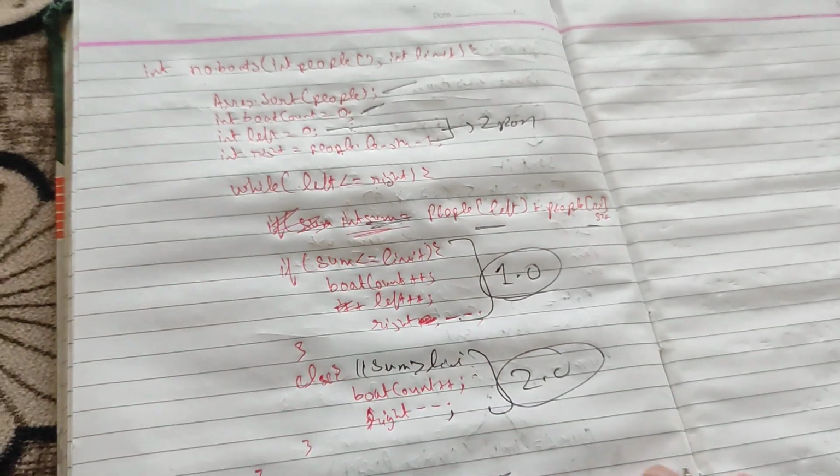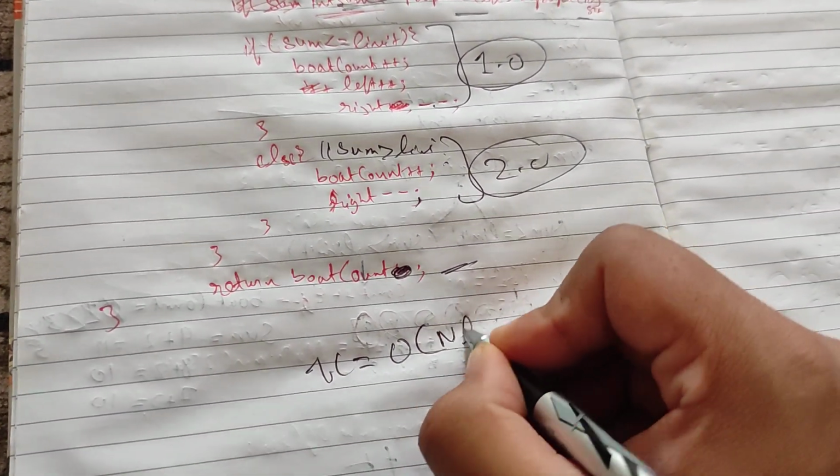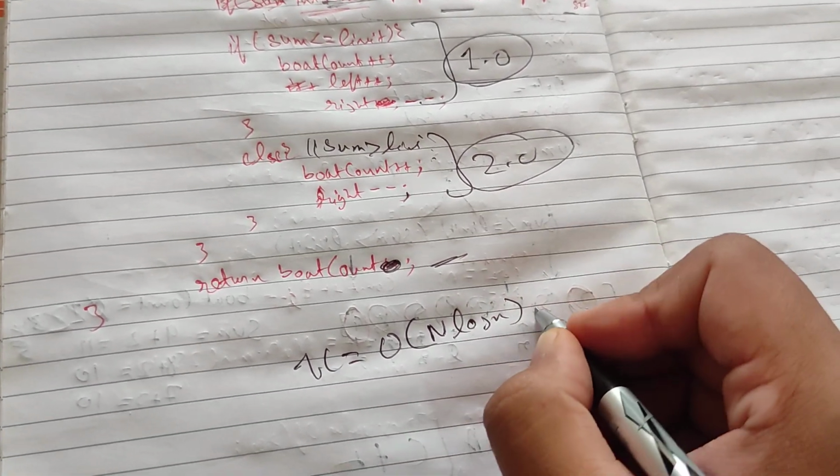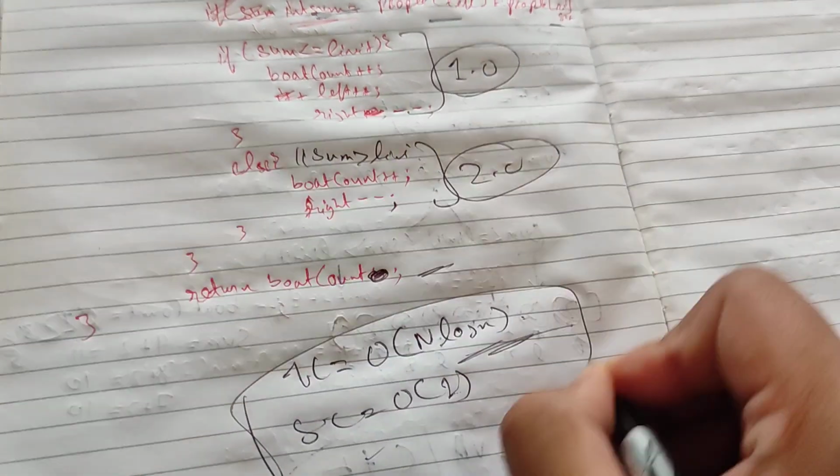I hope these things are very clear. Let's talk about time complexity. The time complexity in this one is big O of n log n, because we are sorting our array, and our space complexity will be big O of 1.